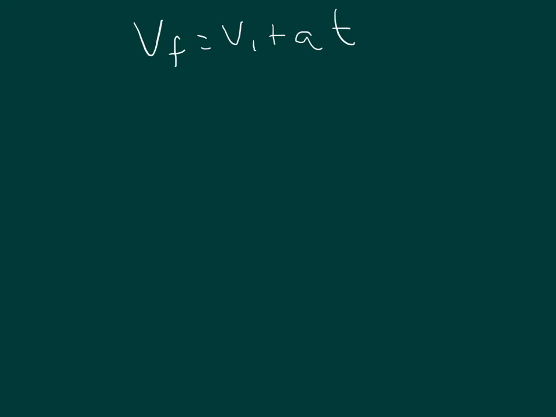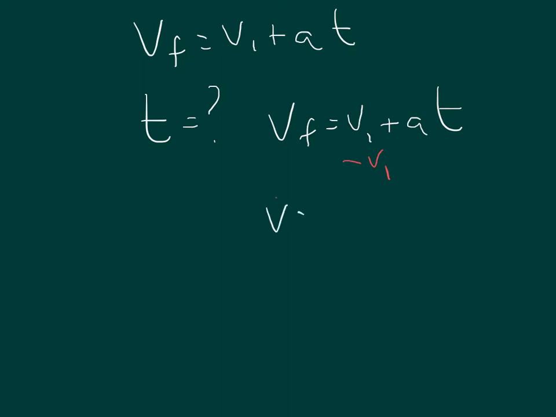The last arrangement is solving it for T. So again, pause the video and see if you can do it. The first thing I would do is subtract VI from both sides. So that's going to leave you with VF, so I'm subtracting that. That's going to leave you with VF minus VI is equal to AT.